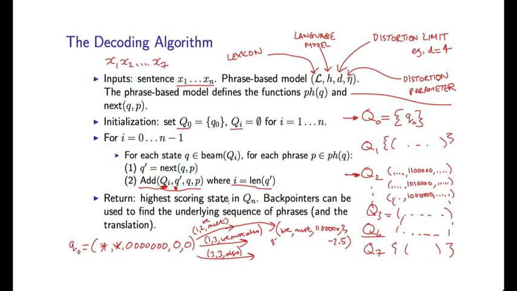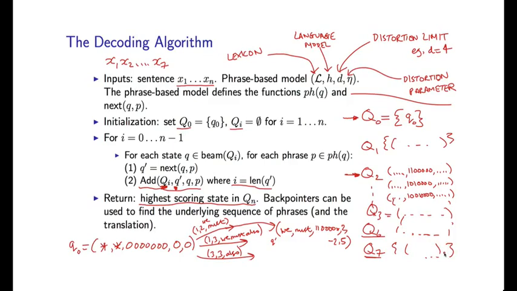The final thing we do is we return the highest scoring state in Q sub n. So Q7 in this case. So we would have some set of states in here, each one of them will have a score. And you simply return the highest scoring state in this set, in this Q, and that will correspond to the highest scoring translation found by this beam search process.